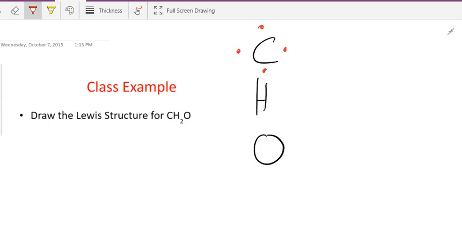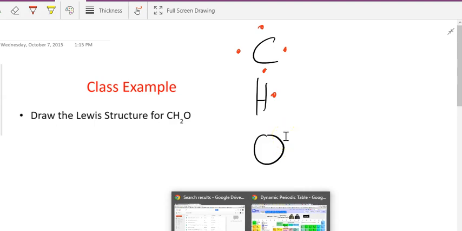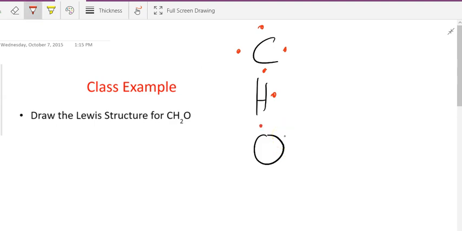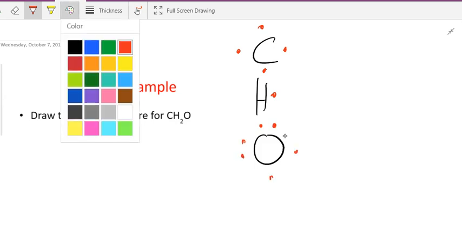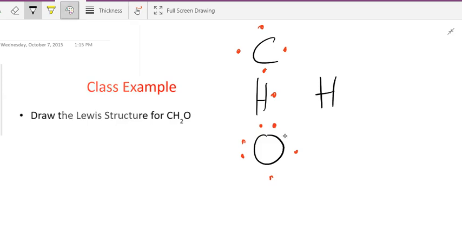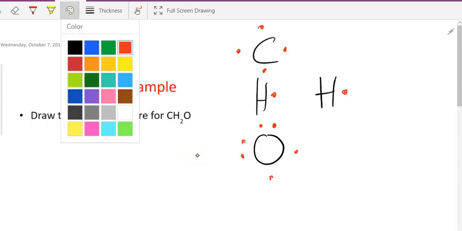How many does hydrogen have? 1. How many does oxygen have? It has an atomic number of 8, but what group is it in? Group 16, so it has how many? 6, exactly. 1, 2, 3, 4, 5, 6. But I have 2 H's, so let me draw 1 more H over there. Perfect.